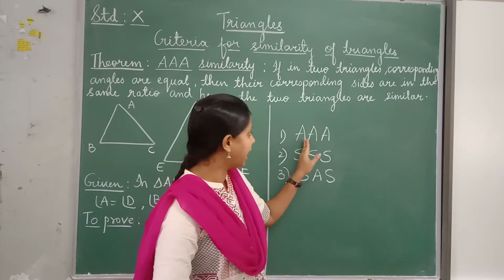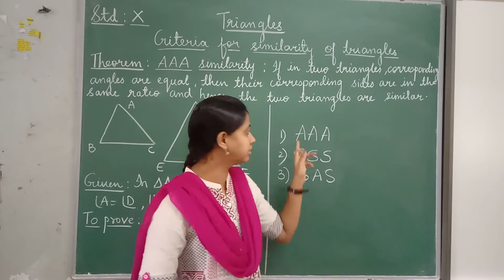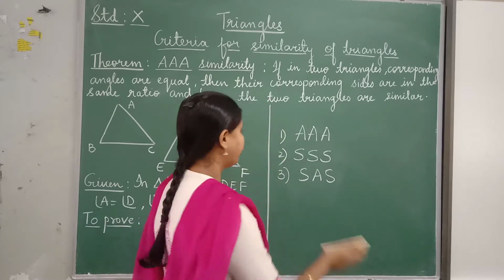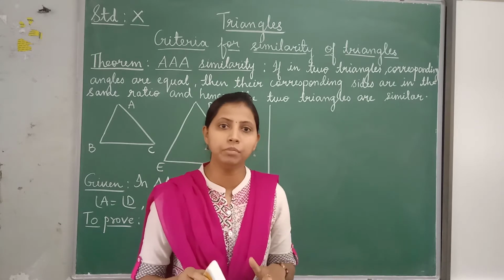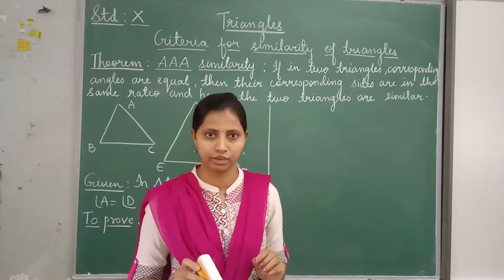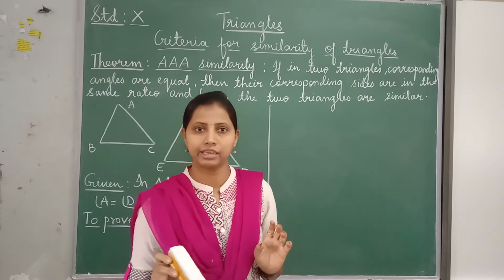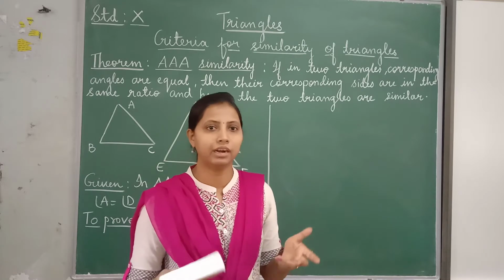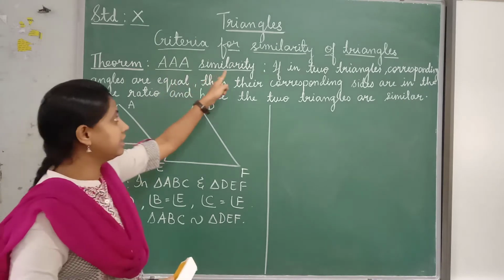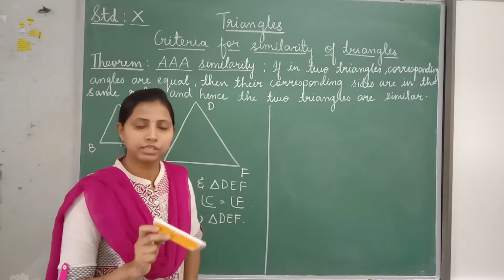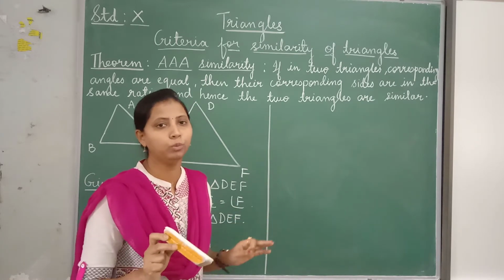Firstly, the AA criteria we are going to learn in the form of a theorem. The other two are also theorems, but this time they are excluded from your portion. Because of this lockdown, they have been excluded from your triangles chapter, and many things are excluded that I will go on telling you. From these 3 criteria, the AA similarity theorem you have to study with proof. The remaining 2 you just understand and need not know the proofs.